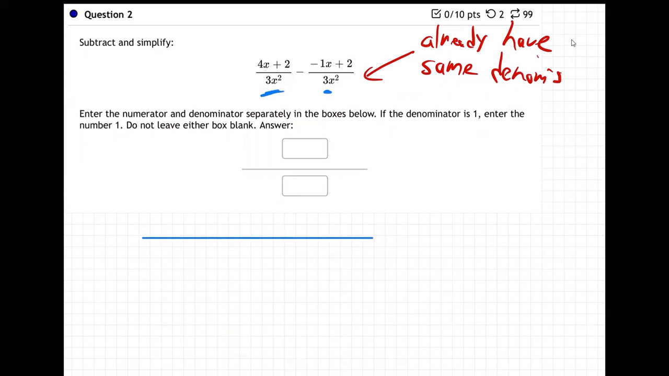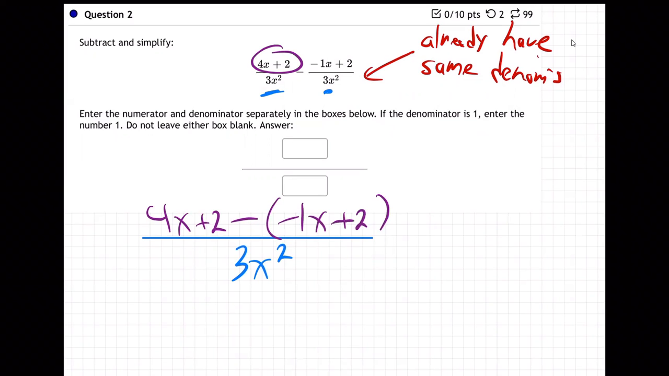Now the denominator 3x squared, that's just going to be the common denominator. Okay, and then what do you do? You just bring down the top here, 4x plus 2. Now, watch this. Subtract. Now, negative 1x plus 2, I'm going to have to put that in parentheses. Or probably easier, here, let me do that. I don't want to waste your time.